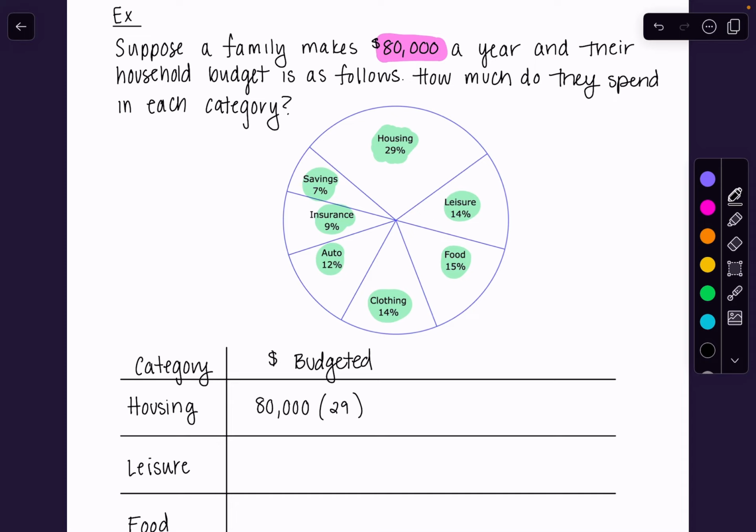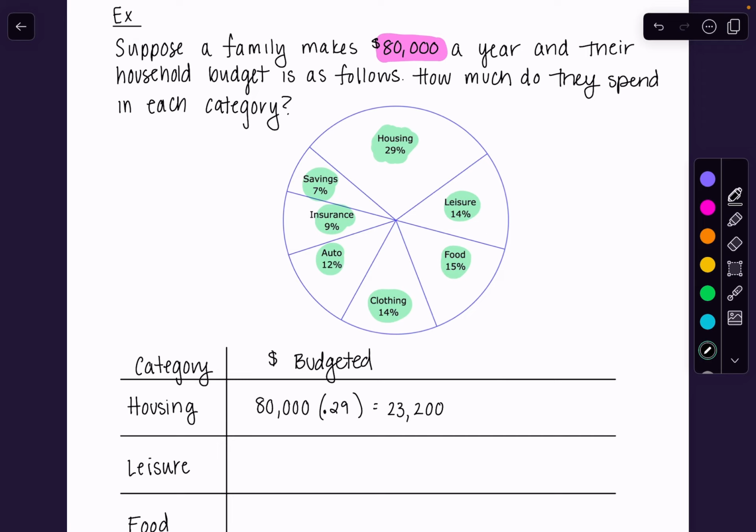So instead, remember, we can write 29% by moving that decimal twice. 29% is the same as 0.29. So I'm going to multiply these two together. And what in turn that gives us is $23,200 spent on housing in a given year.